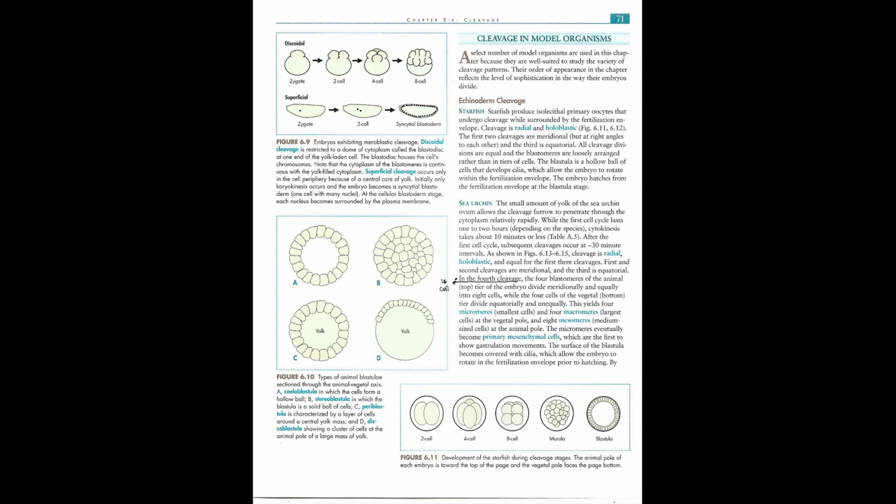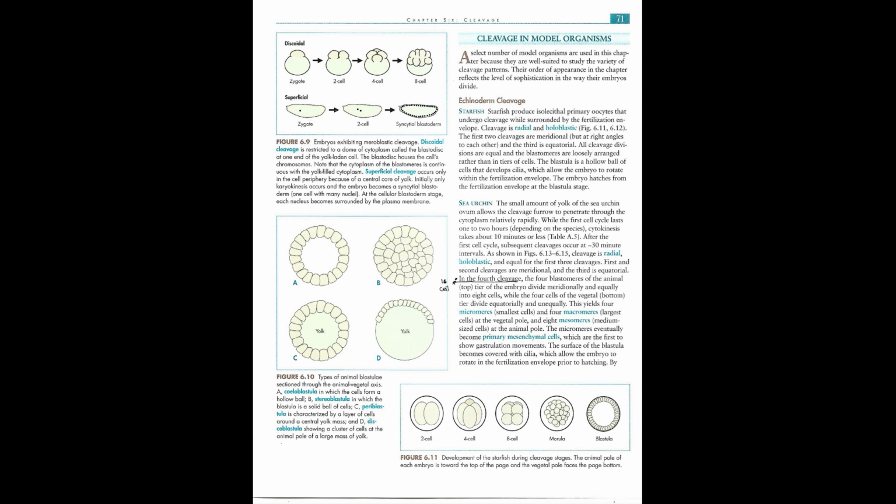Sea urchin. The small amount of yolk of the sea urchin ovum allows the cleavage furrow to penetrate through the cytoplasm relatively rapidly. While the first cell cycle lasts 1 to 2 hours, depending on the species, cytokinesis takes about 10 minutes or less, Table A5. After the first cell cycle, subsequent cleavages occur at approximately 30-minute intervals. As shown in Fig. 6.13 to 6.15, cleavage is radial, holoblastic, and equal for the first three cleavages. First and second cleavages are meridional, and the third is equatorial.